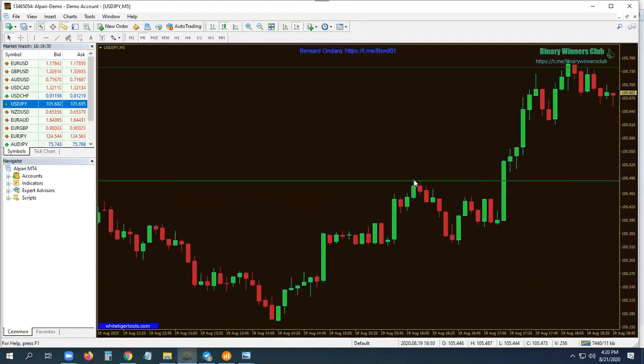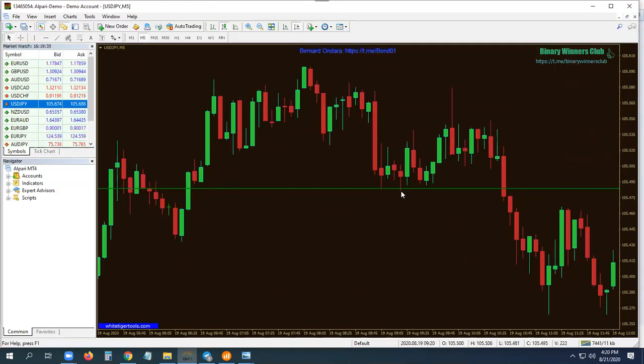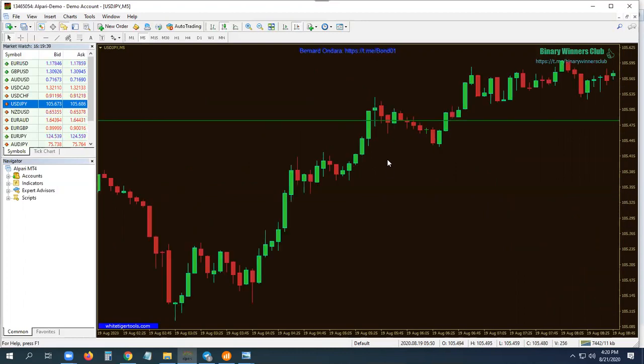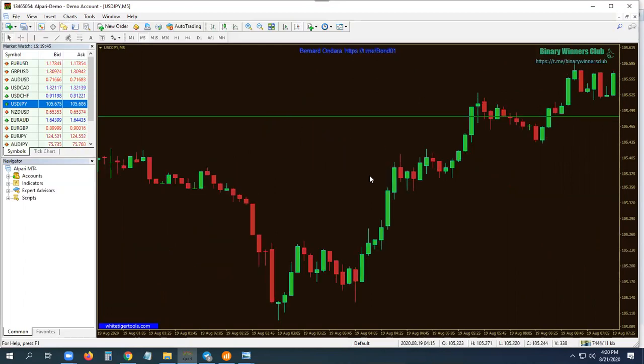Closes, look at how it rejects resistance and the next candle goes down. Rejects support, next candle is green. Rejects support, next candle is green. Rejects support, next candle still goes down, but still a nice rejection. You can do a single martingale there.